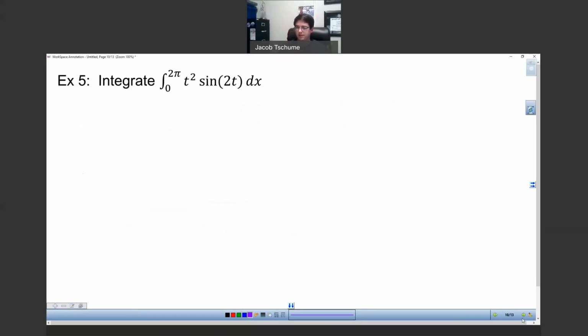So let's do a couple of examples where we work out the tabular method by hand. What about this one? It's also going to be our first example of a definite integral. What is the integral from 0 to 2 pi of t squared times the sine of the double angle? When you look at this, there is a polynomial function, and this is a trig function. That is a good setup to do the tabular method instead of having to do integration by parts.